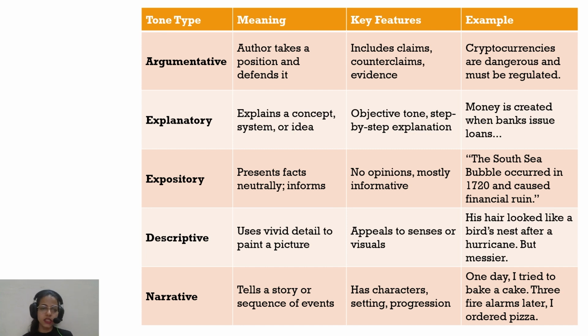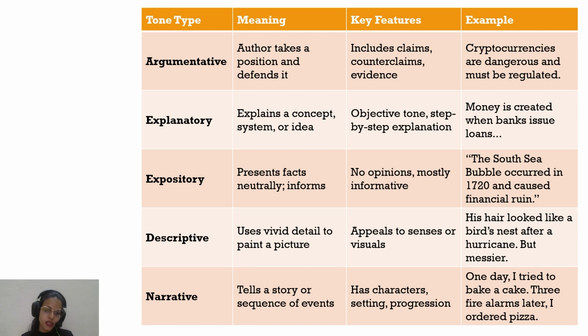Then explanatory, that is very much evident from the name. It explains a concept or a system or idea. So it has a very objective tone. It gives a step by step explanation. It's fairly simple. Explanatory means that you're just trying to explain something. So when the author says money is created when the banks issue loans, the author has tried to explain how the conventional money credit system works at various places in the passage. So that's an explanatory approach.